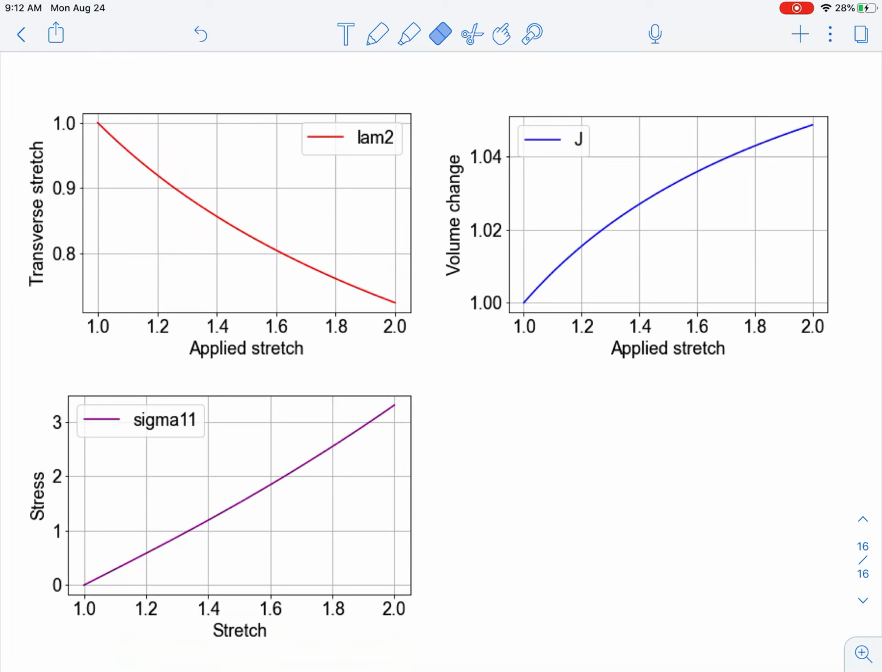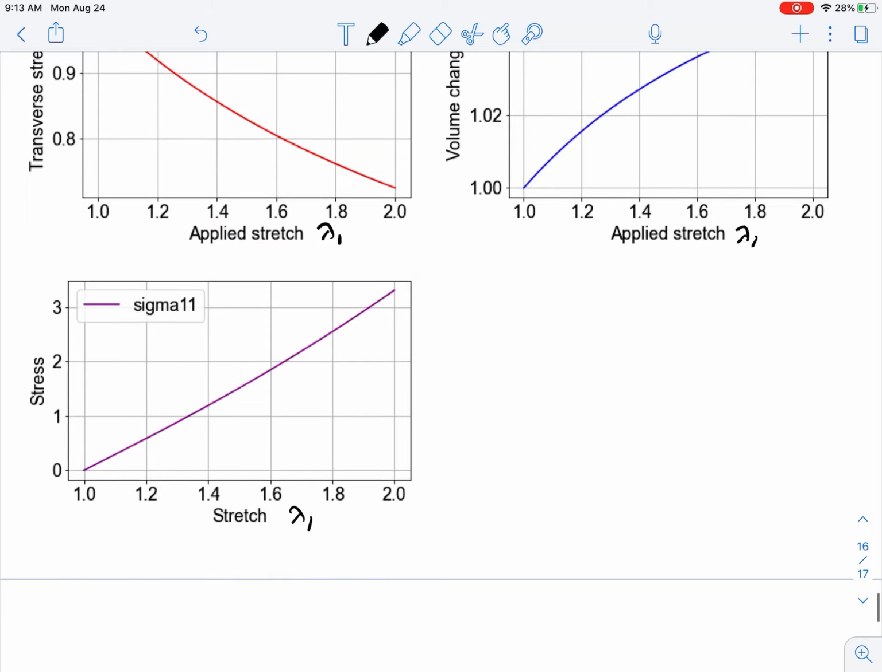So I've done that. As you apply the stretch, so this will be the lambda 1, you can solve for lambda 2. You can solve for the Jacobian, just to show that this is compressible. Jacobian is related to the volume change. And you can solve for the stress in the first component. And again, there's Python code for this, but that's a different video.